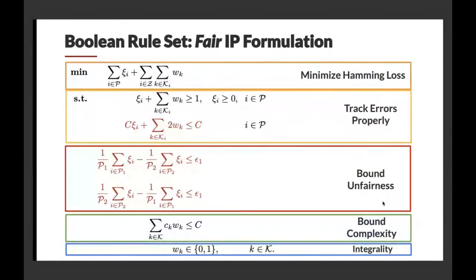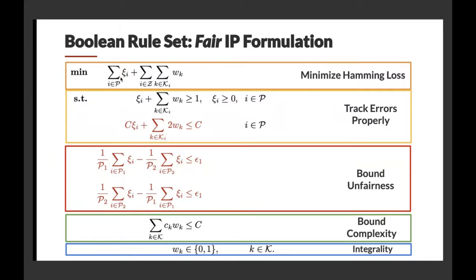Obviously, I motivated this talk by talking about fairness. So how do we incorporate fairness? Well, Cristina kind of gave a little preview to this, but essentially all we need to do is add these two constraints that are going to bound this difference in false negative rate. The other small tweak we have to do is add this constraint to track the epsilons properly.